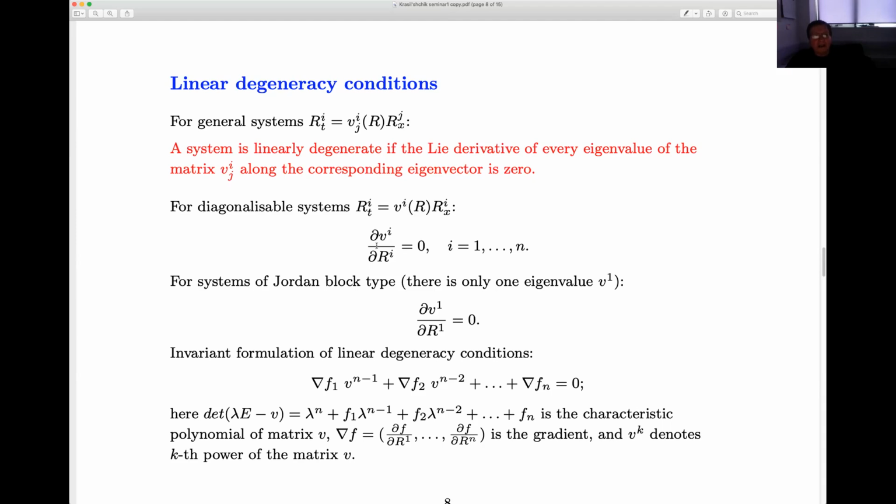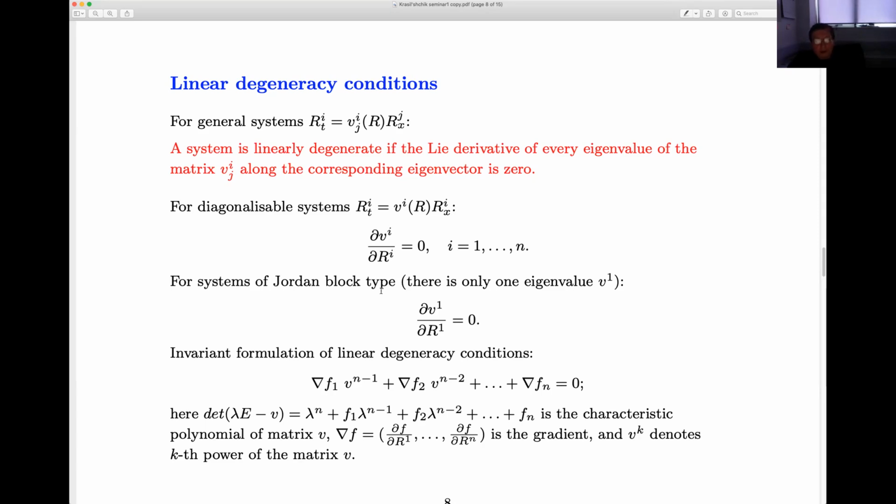dvi by dri is 0 for every i, right? So V1 doesn't depend on R1, V2 doesn't depend on R2, and so on, right? Because d by dr1 is the eigenvalue corresponding to V1, right? And so we have these n equations. They are well-known conditions of linear degeneracy.